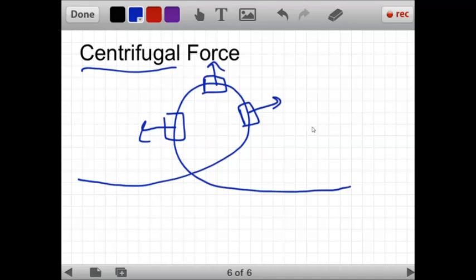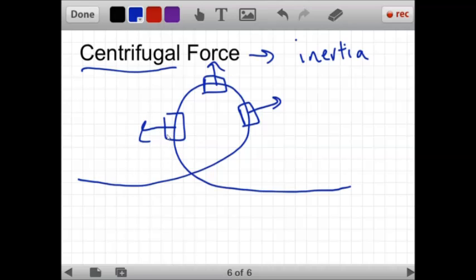The reason that I never want you to use this word is because it doesn't exist. It's not a real force. This is just a feeling that you get. This feeling is coming from inertia. Your body wants to continue moving in a straight line, but some force, a centripetal force, makes it move in a circle. So what you're really feeling is your inertia, that want to move in a straight line. That's what makes you feel like something's pulling you to the outside of a circle.